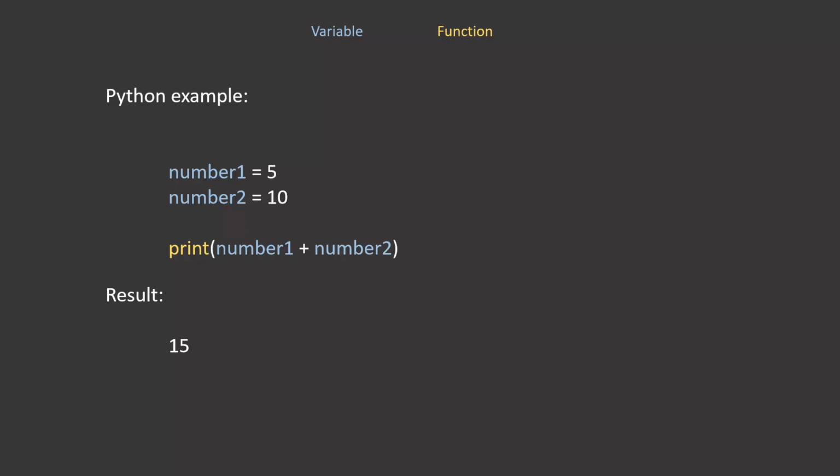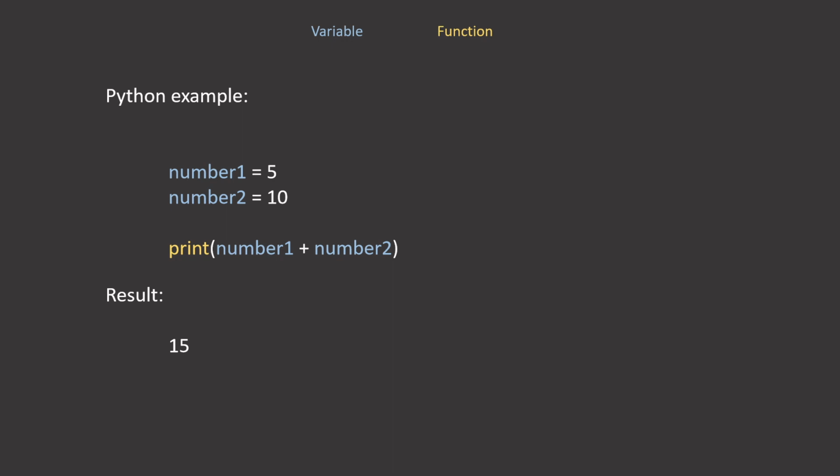Okay, let me give you a Python example, which is probably the simplest language in the world. So I've highlighted a few things. Variables are blue, functions are yellow. So here we have number 1 equals 5, number 2 equals 10, print number 1 plus number 2. So this creates some data called number 1 equal to 5, creates another bit of data equal to 10, and then prints, adds them together, and the result will be 15. It will show you 15.